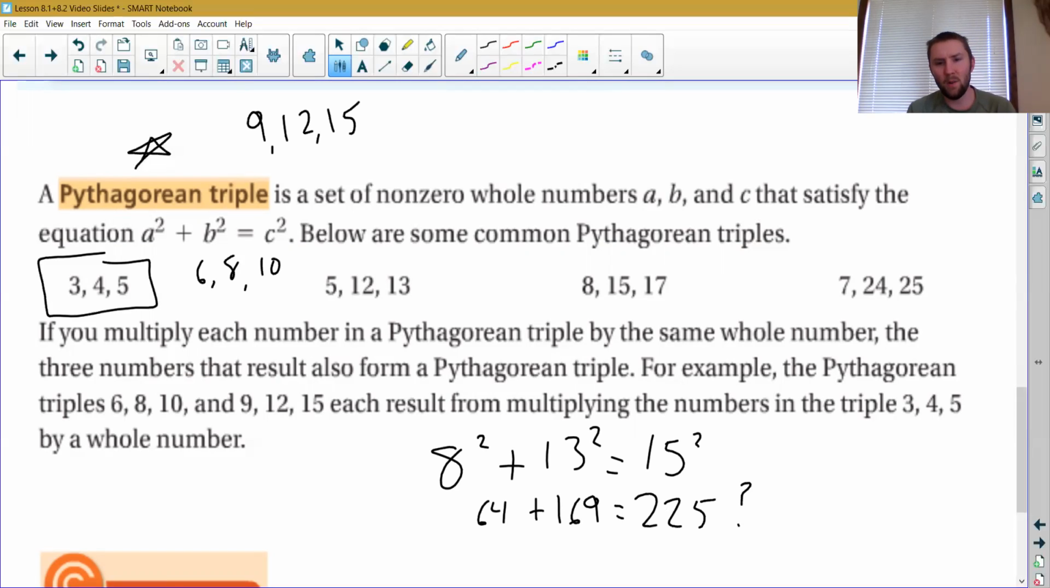Well, it's kind of close, but no, it's actually 233, I believe. Yeah, 233. So this is not a Pythagorean triple. 8, 13, 15 is not a Pythagorean triple because it doesn't fit. This is not a true statement, so it doesn't fit the Pythagorean theorem. Okay, so Pythagorean triples in your homework will just be yes, no questions. Is this one, is it not? Make sure that you can prove it to me by the Pythagorean theorem, okay?